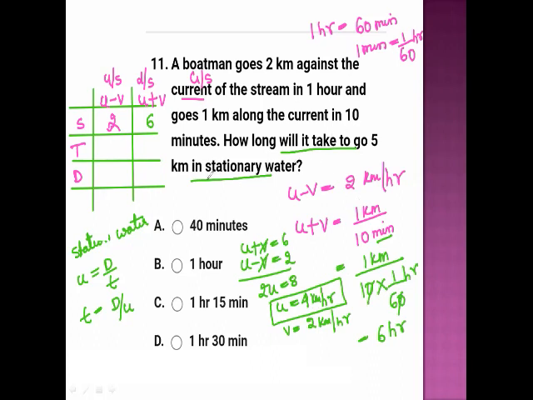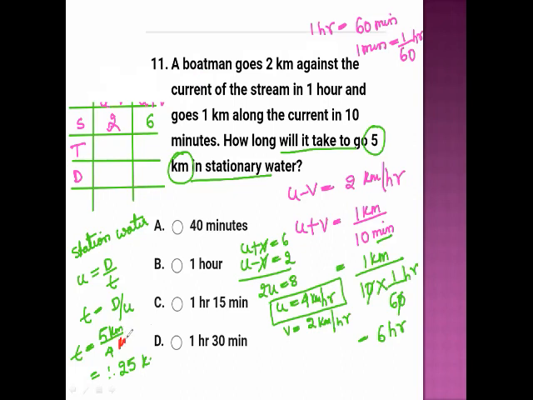How long will it take to go 5 kilometers? He has given the distance here. So we know that t is equal to distance, which is 5 kilometers, divided by u, which we found out to be 4. So that is 5 by 4 hours, which is 1.25 hours. Sorry, one minute. This u is 4 kilometers per hour, not 4 hours.